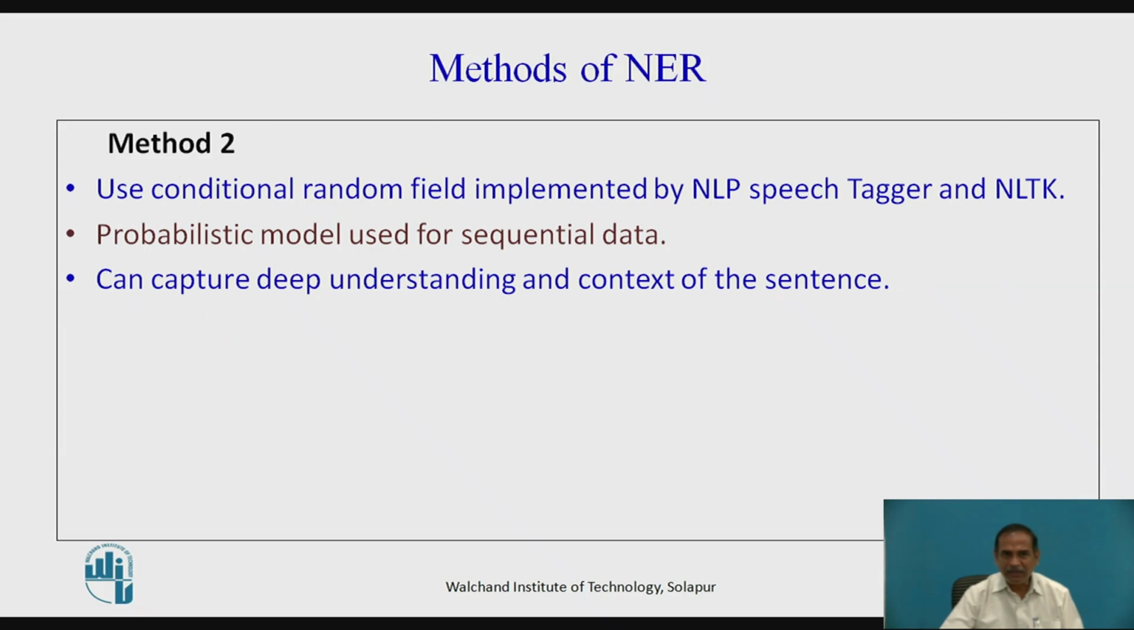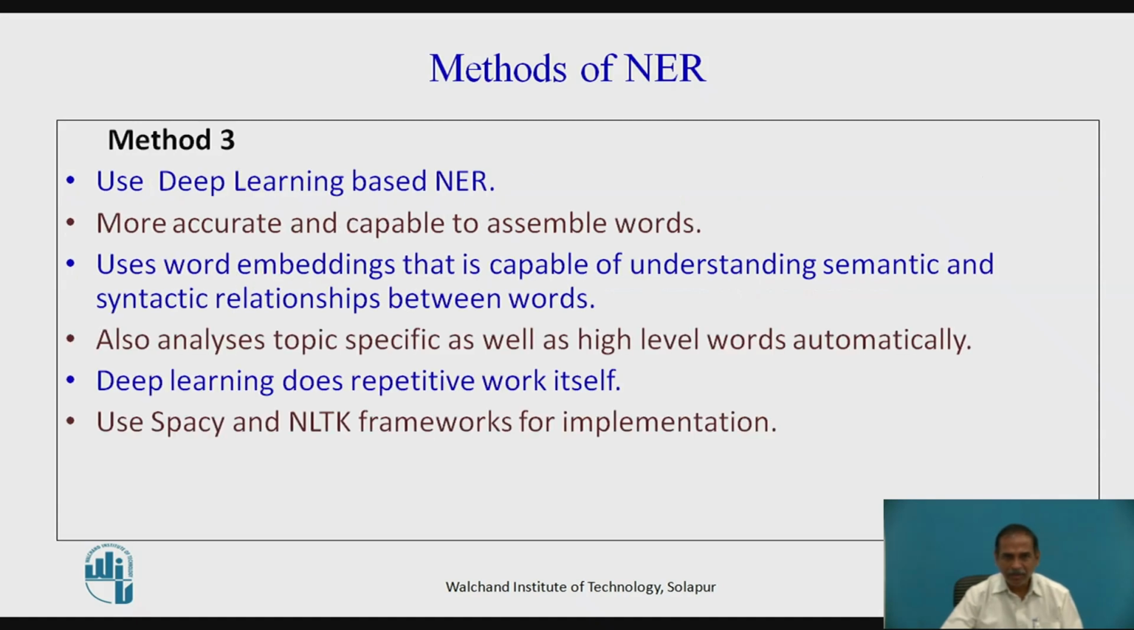The second method includes the use of the conditional random field implemented in natural language processing, the part-of-speech tagger, and NLTK. Here we use a probabilistic model where sequential data comes into existence and we can capture deep understanding and the context of a particular sentence.